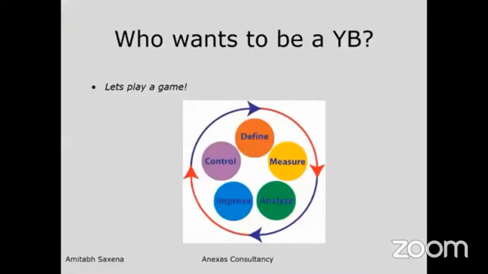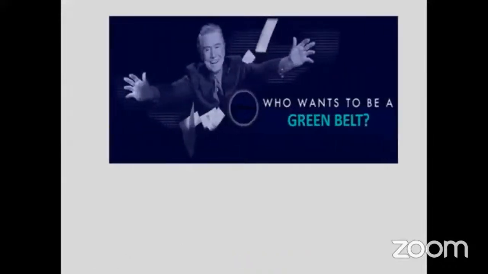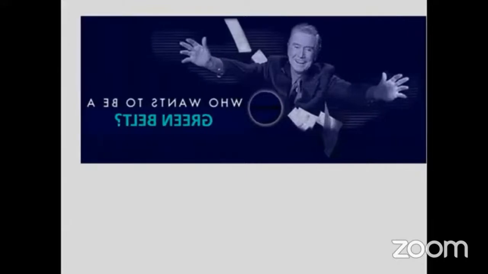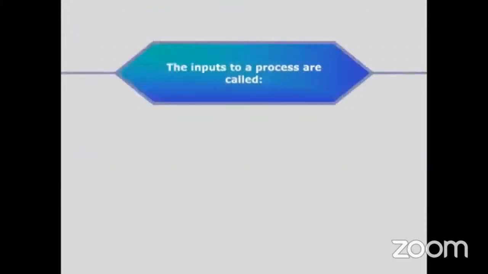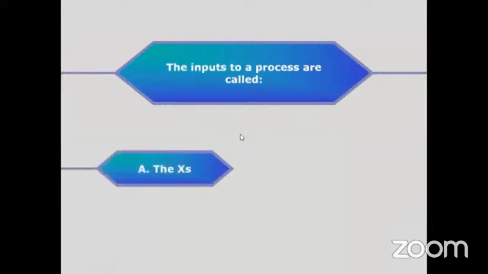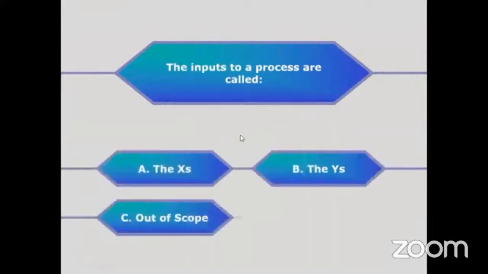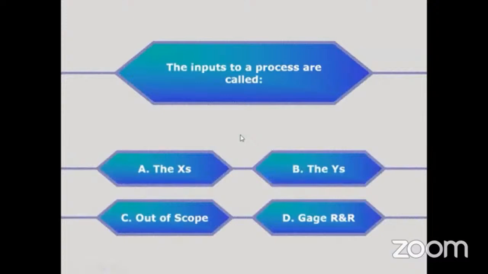And let me check whether you have learned enough or not. Ladies and gentlemen, here is your chance to win $1 million. And first question on your computer screen. The inputs to a process are called the X's, the Y's, out of scope, or gauge R&R. Right answer will give you $10,000. Wrong answer will not give you anything.